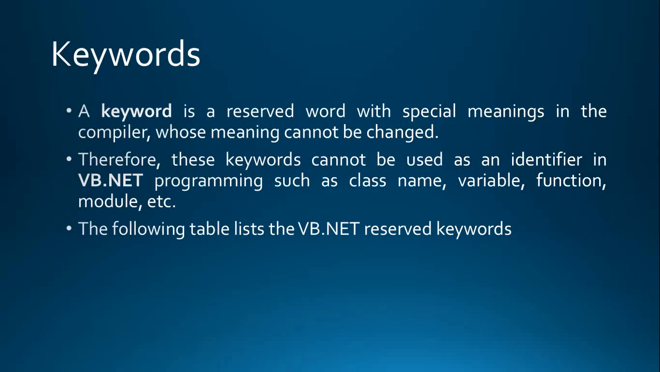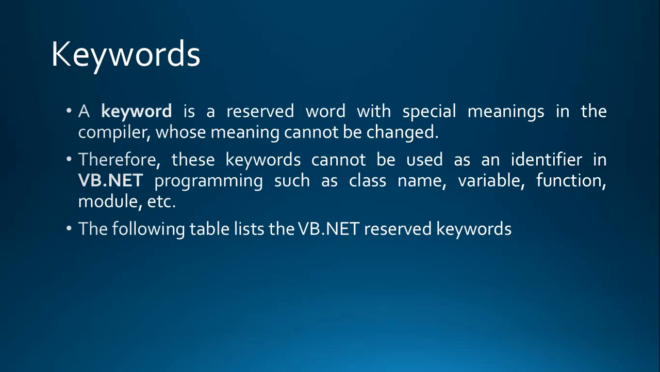So keywords. A keyword is a reserved word with special meaning in the compiler, whose meaning cannot be changed. Therefore, these keywords cannot be used as an identifier in VB.NET programming, such as class name, variable, function, module, etc. So a keyword is a fixed word. You have to think of them as a fixed word that can only be used for its specific purpose. So you cannot name an object that you create with the keywords that are reserved by the compiler.